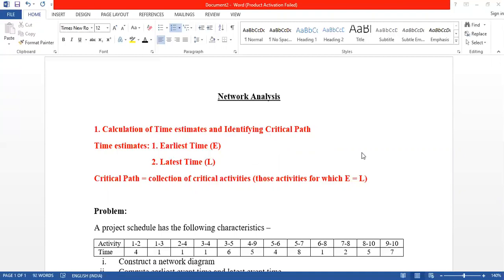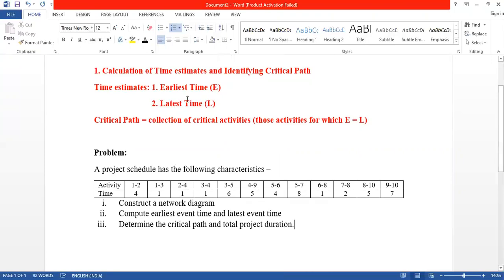Now see, we have two kinds of time estimates. One is called earliest time, one is called latest time. And critical path is a collection of critical activities. Now what is a critical activity? An activity will be called critical only when the earliest time for the activity is equal to the latest time of the activity, right? With this information, let us start our problem.